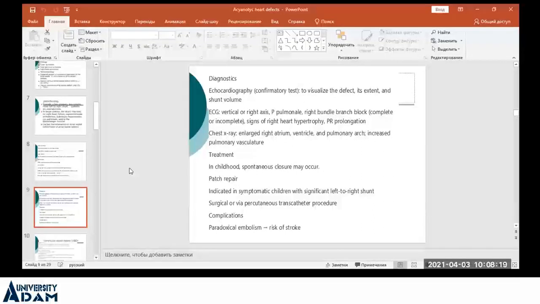Diagnostics. Diagnostics is echocardiography, the major method to visualize the defects. On the electrocardiogram, vertical or right axis, you can see deep S in leads, right bundle branch block complete or incomplete, signs of right heart hypertrophy.